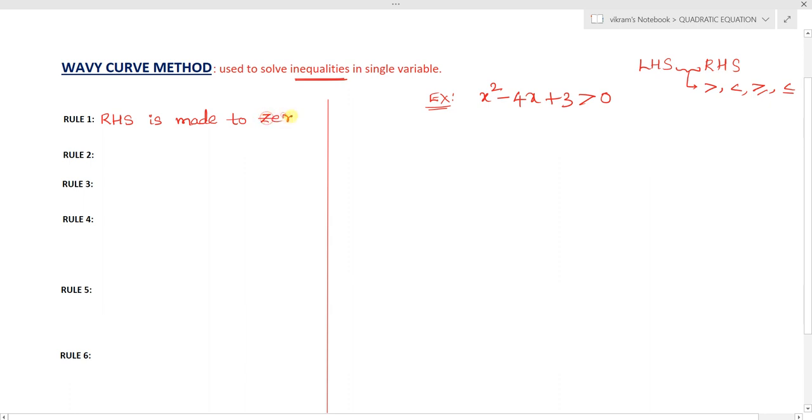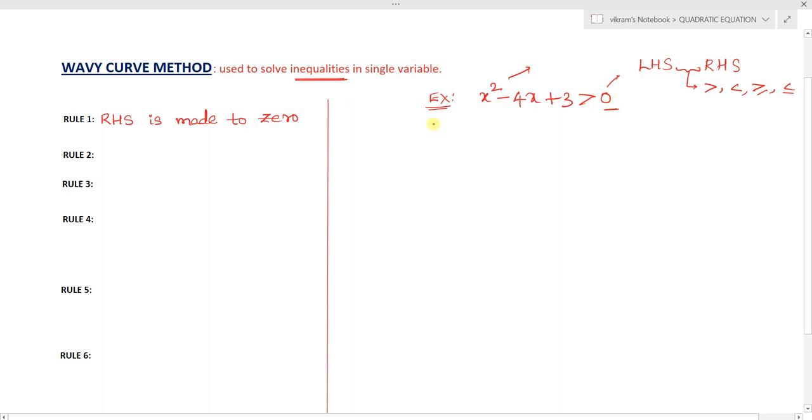Now this is the LHS and this is the RHS. So we need to make the RHS of the inequality 0. Here in the question it is directly given as 0, so there is no need to change the inequality. If any quantity is given, move that to the LHS side and make the RHS 0.